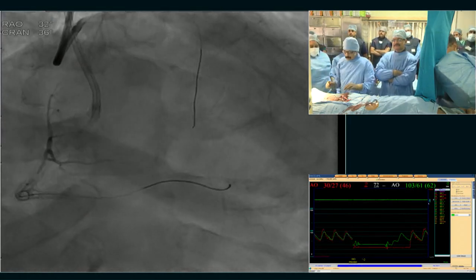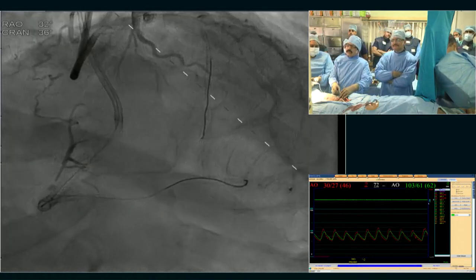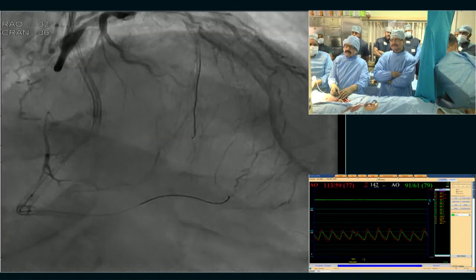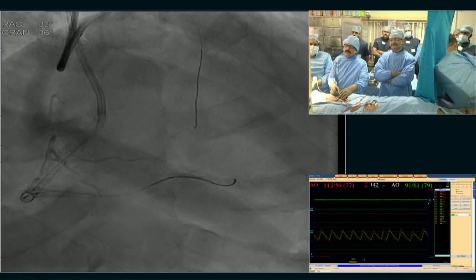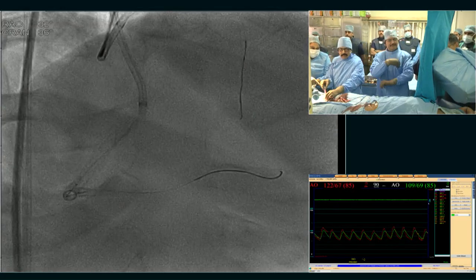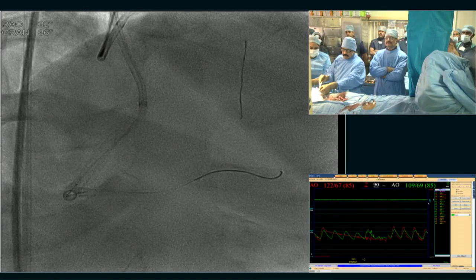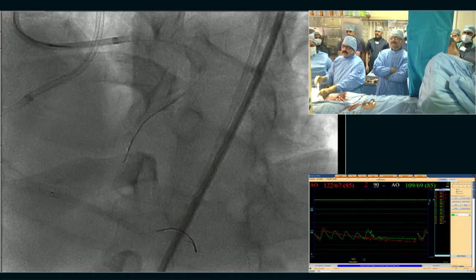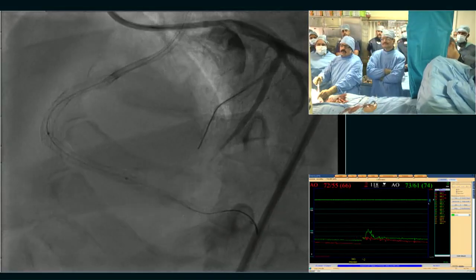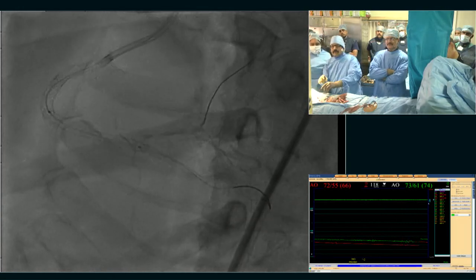So you can see that you have an RV branch. Maybe you have to go left cranial. Yes, retrograde. Once the retrograde injection is given, you can see the PLV is filling. You see, it's not through the ISR.